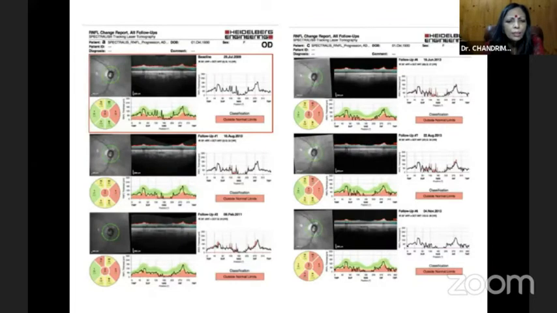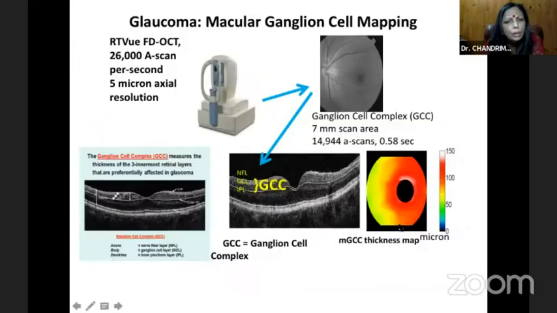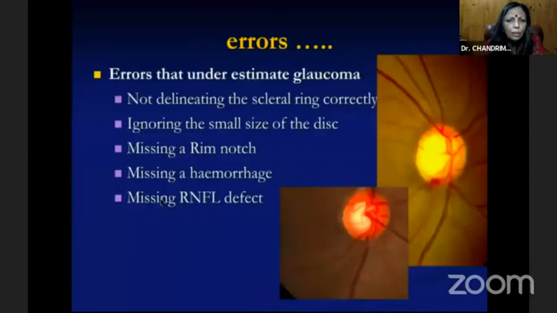And this is the Heidelberg. I particularly got this picture because the Heidelberg actually gives you a very good measurement of the RNFL, since it covers the RNFL change due to age. So you can actually see whether the RNFL thinning is due to age, or actually it's due to glaucoma. And of course it does have these quadrant values which it gives. There's the macular ganglion cell mapping as well, the GCC, the ganglion cell complex, which can be recorded.